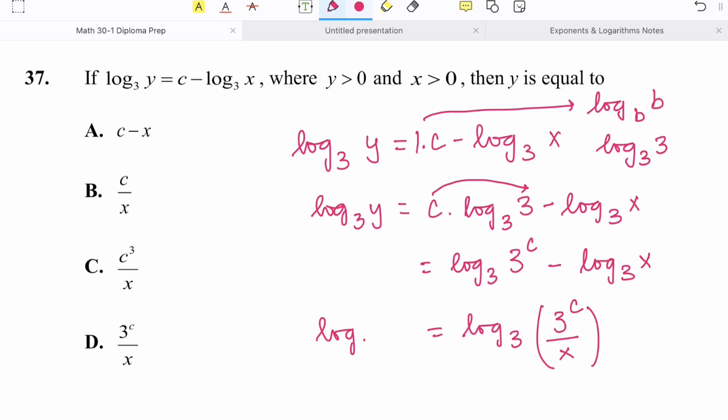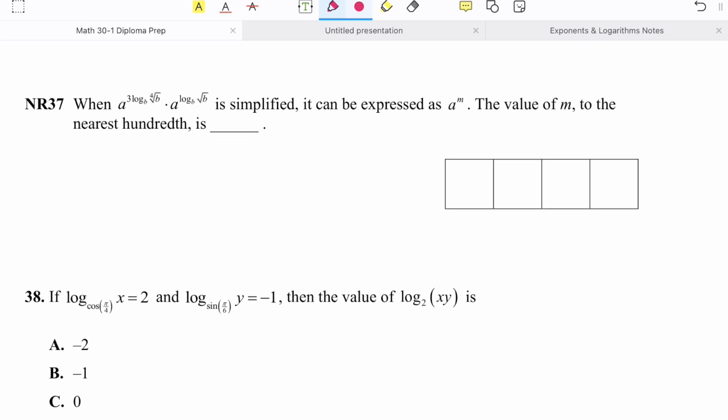Now because we have the same thing, y is going to be 3 to the power of c over x, which is option D. Okay, let's look at this question. When a to the power of log and a to the power of log are being multiplied, and we simplify it as an expression a to the power of m, what will the value of m be?